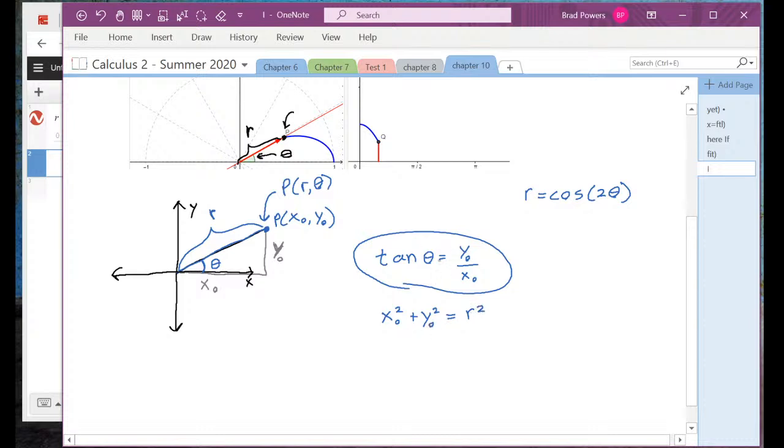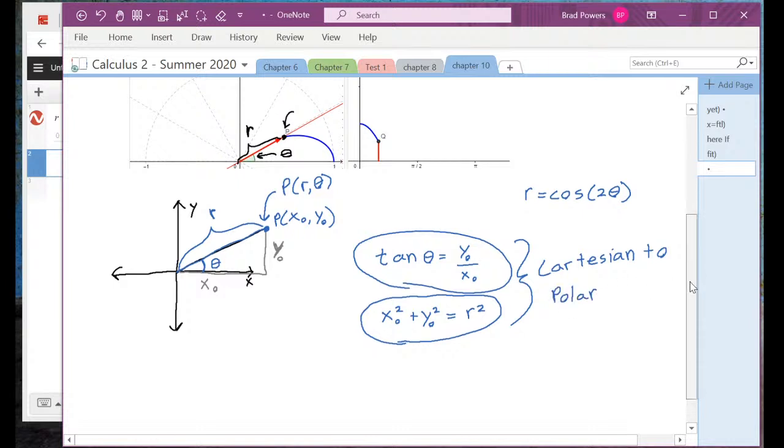Now let me see, is that useful? What would that help us with? If we have our x and y, if we have our Cartesian coordinates, then we can use those to find theta and r. So this would be if we want to go from Cartesian to polar. We could use these equations to help us get there.